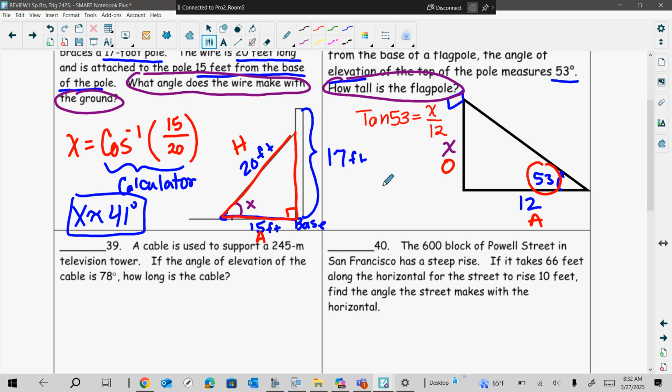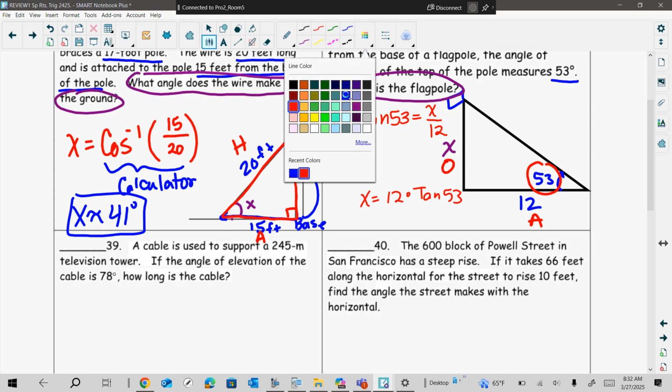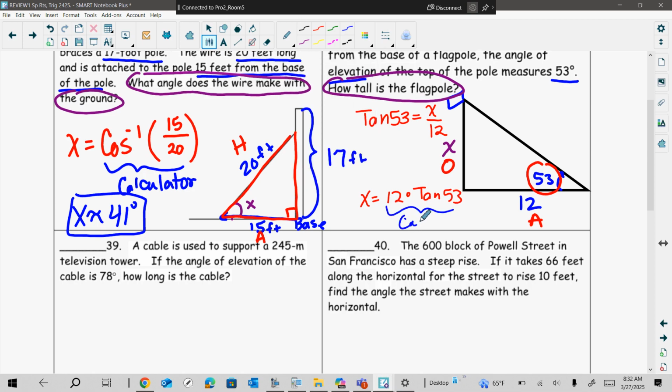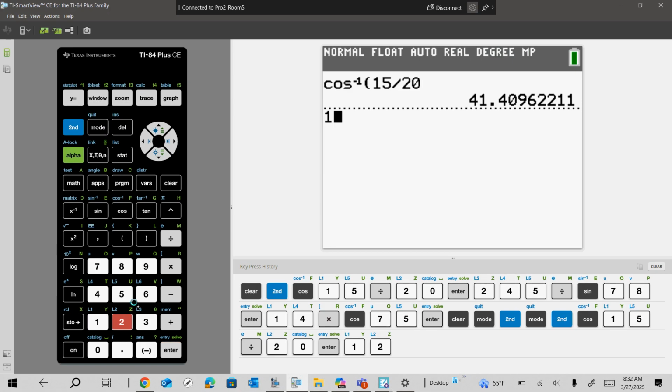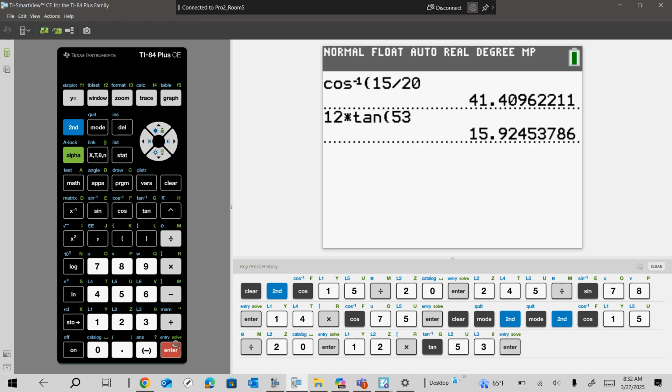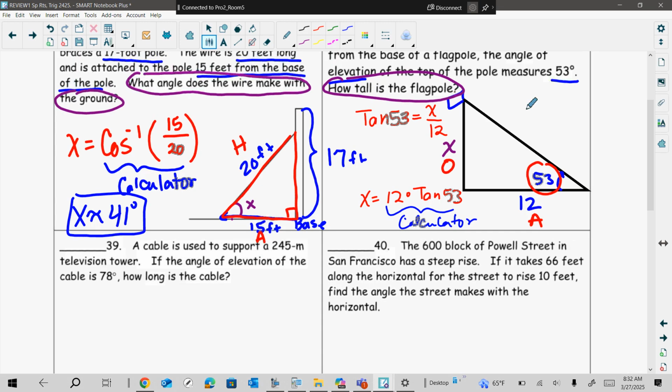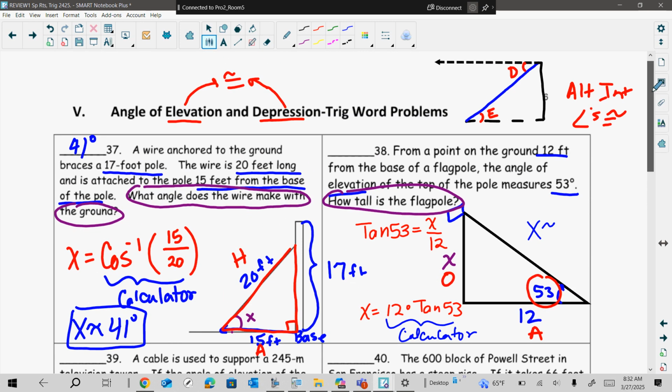So that means my x equals the 12 times the tangent of 53. And this part here is the calculator part. Okay. So we got to put that in the calculator. 12 times the tangent of 53. And because we're doing a side, we have to round to the nearest tenth. Okay, so 15.9, yes. So I'm just going to write it over here. X, well, actually, I'll put it up here. 15.9, okay.